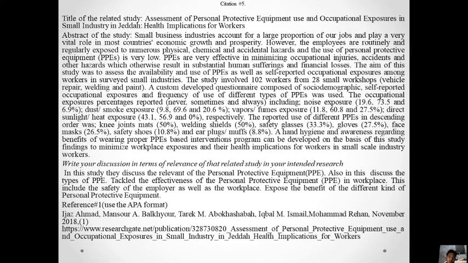Citation number five: Assessment of Personal Protective Equipment Use and Occupational Exposures in Small Industry in Jeddah: Health Implications for Workers. Relevance of the related study: in the study they discuss the relevance of personal protective equipment and the types of PPE, and tackle the effectiveness of personal protective equipment in the workplace. This includes the safety of the employers as well as the workplace, and exposes the benefits of different kinds of personal protective equipment.